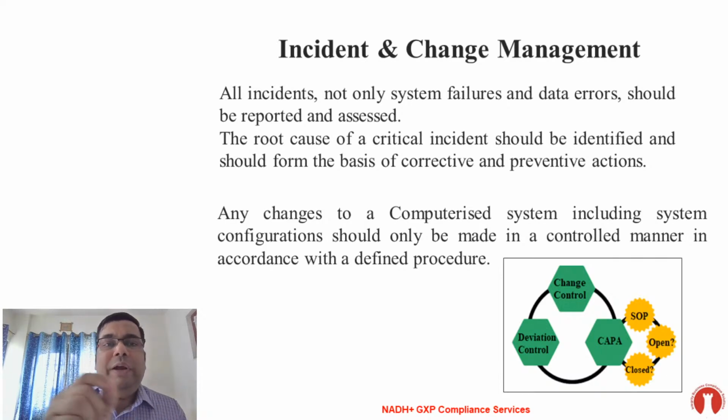The root cause of critical incident should be identified, and should form the basis of CAPA. But my suggestion is, this is given in the guideline, but we should not restrict it to only critical types of incidents, because if you categorize it as critical, major, minor, then again there will be questions. Why is this not made? Why is this major? Why not critical? If you follow this type of implementation, root cause should be identified only for critical incidents.